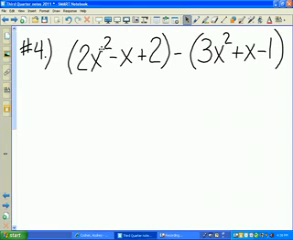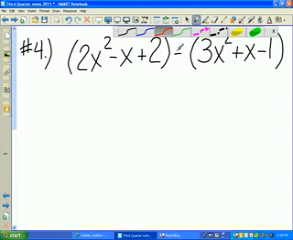So we have for number 4, 2x squared minus x plus 2 minus 3x squared plus x minus 1. So again, we're doing subtraction. So the thing you should be thinking of is keep, change, change. So for this first part, I'm going to keep that first set of parentheses. I'm going to change this minus to a plus, and then I'm going to change this positive 3x squared to a negative 3x squared. I'm going to change this positive x to a negative x, and I'm going to change this minus 1 to a plus 1.